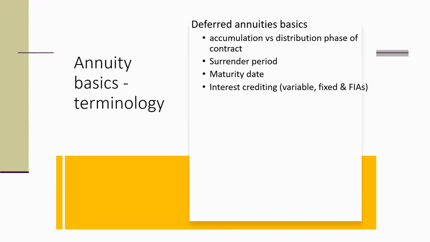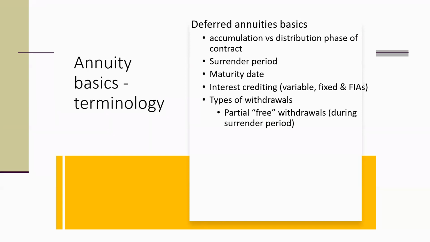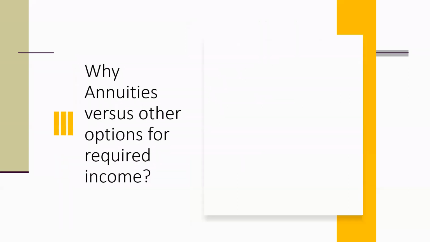And they have various ways of crediting your money and various types of withdrawals. There are partial free withdrawals that you can take during the accumulation period, and annuitization, which I would generally not recommend. There are very few situations where I could recommend someone annuitize their contract. But there are also optional guarantees that some of these contracts provide for lifetime withdrawals, which do not require you to annuitize the contract.